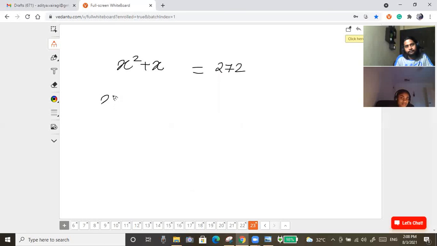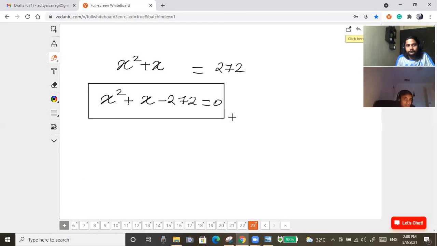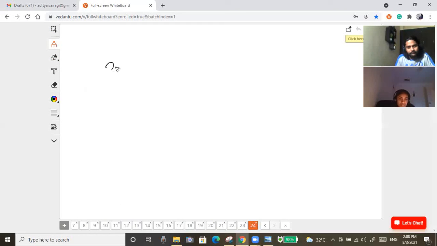We bring 272 to this side. It's negative 272 is equal to 0. So that's the standard form. And now we have to factorize it. See, this is my standard form, and then we have x squared plus x, and if there is no coefficient, we can assume that to be 1 here. And then this is negative 272.